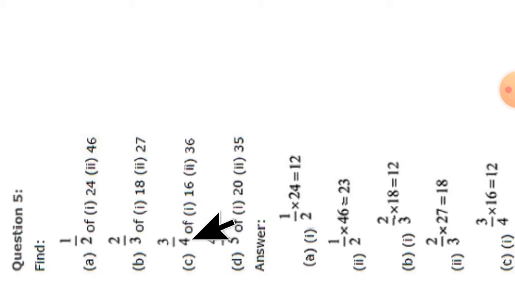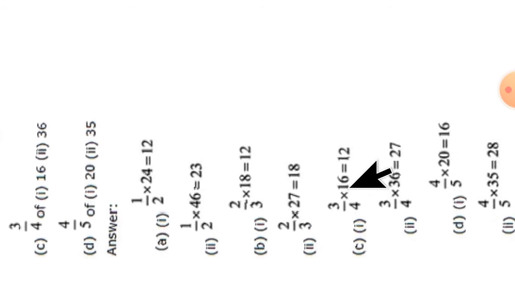Now next one, 3 upon 4 of 16 and 36. So 3 upon 4 into 16 and 3 upon 4 into 36. So 3 upon 4 into 16 equals, 4 1s are 4, 4 4s are 16, 4 3s will be 12. 3 upon 4 into 36 means 4 1s are 4, 4 9s are 36, and 9 3s will be 27.